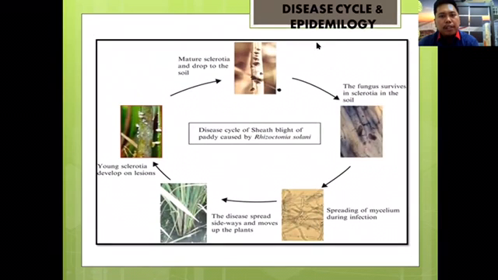Now I will explain about the disease cycle and epidemiology of sheath blight disease. First, young sclerotia develop on the lesion, and the next step, mature sclerotia drop to the soil, and the next step, the fungus survives as sclerotia in the soil, and the next step, spreading of mycelium during infection, and you can see the disease spreads sideways and moves up the plant. This is the disease cycle of sheath blight of paddy caused by Rhizoctonia solani.